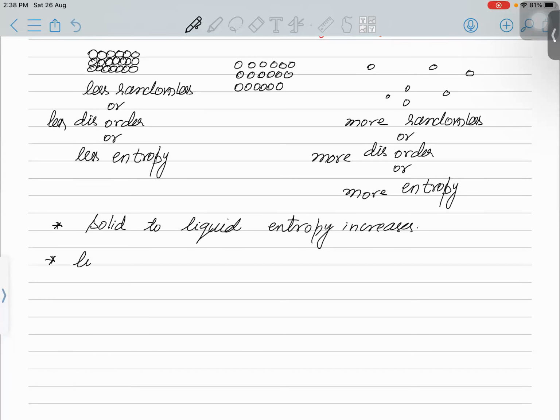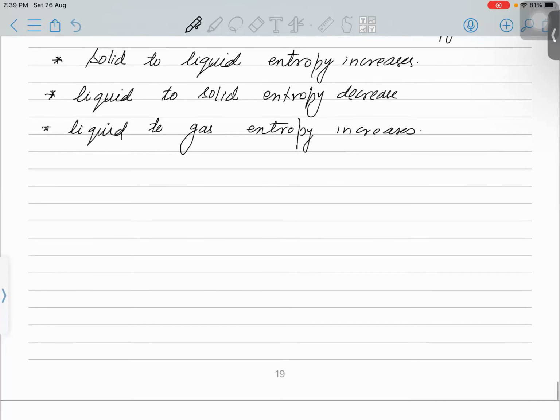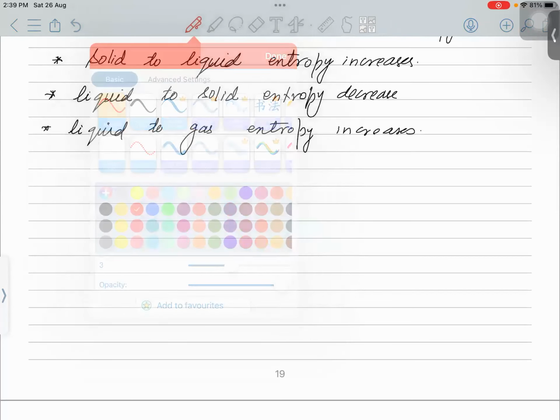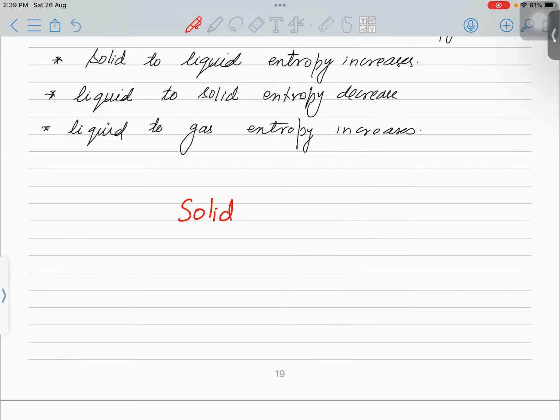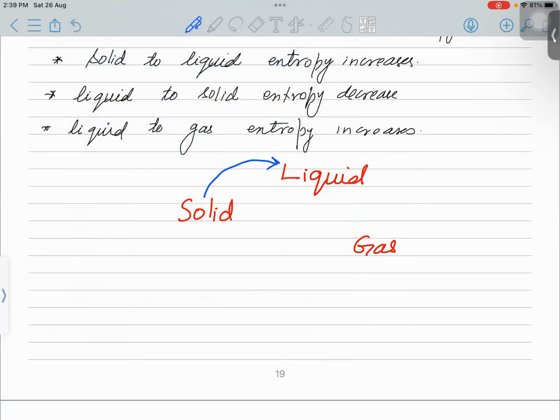Similarly, liquid to solid, entropy decreases. Liquid to gas, entropy increases. So always remember this cycle. This is solid, this is liquid, this is gas. Solid to liquid, entropy increases. Liquid to gas, entropy increases.